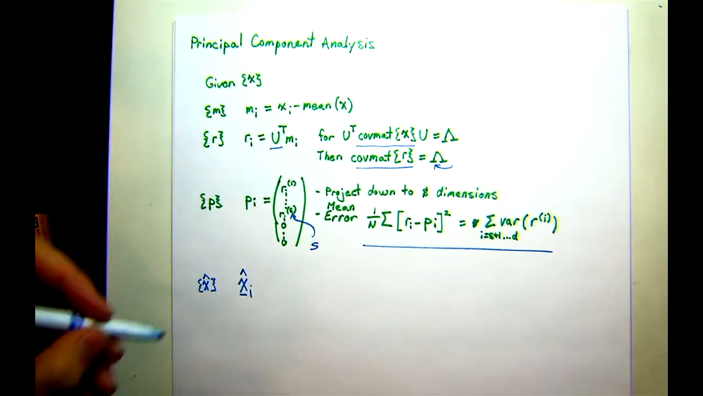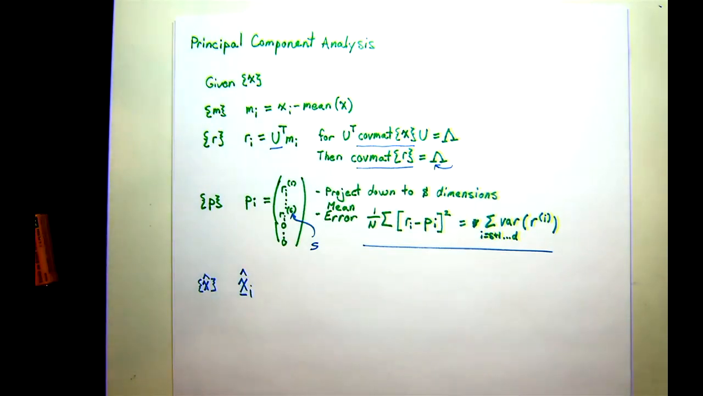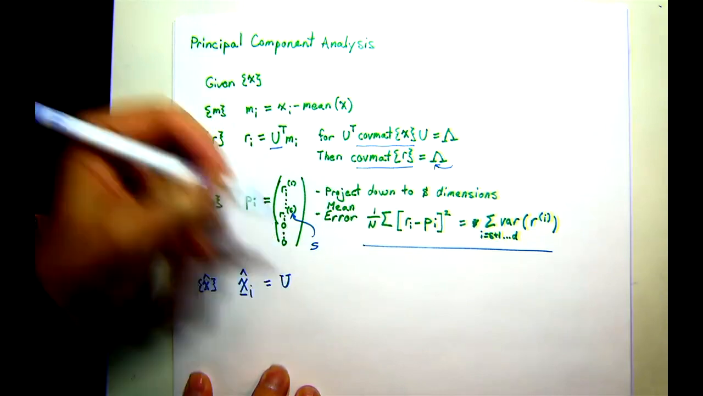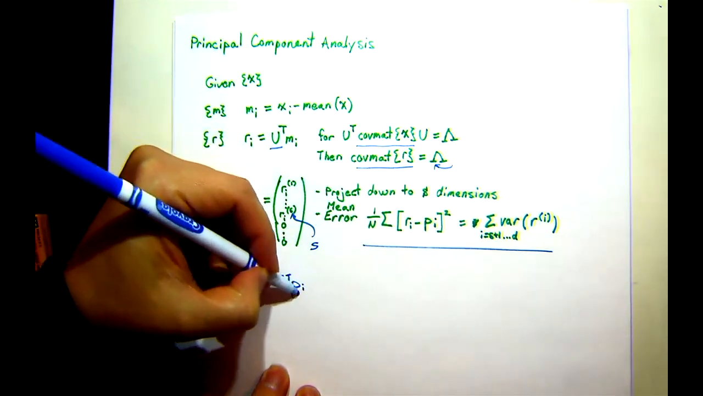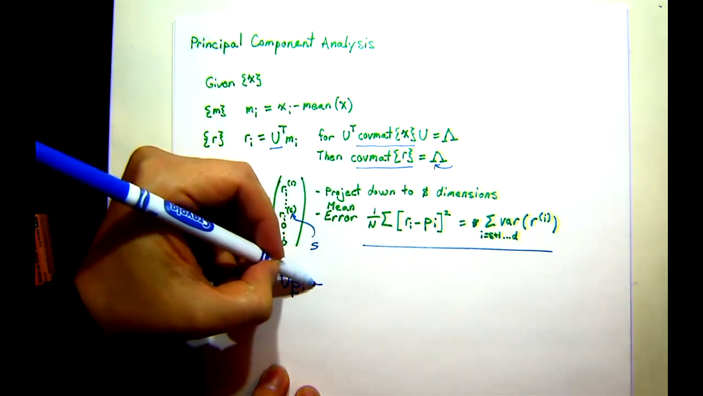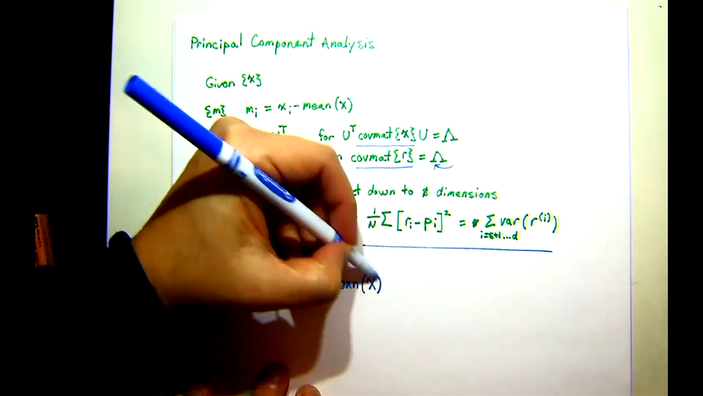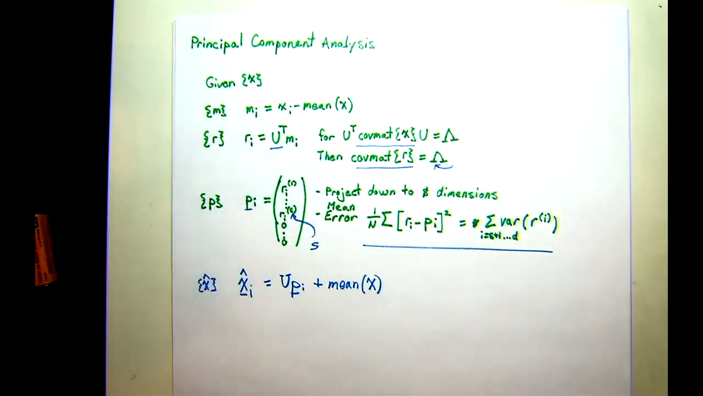So this is just going to be u, because we need to do the inverse of u transpose, times pi, that's a vector. And then we've got to add the means back in to translate it into the original space. So now we've rotated this thing back to the original rotation and translated it back to the original position. So now x and x hat are basically the same thing, except where we have removed some of that noise from the original.